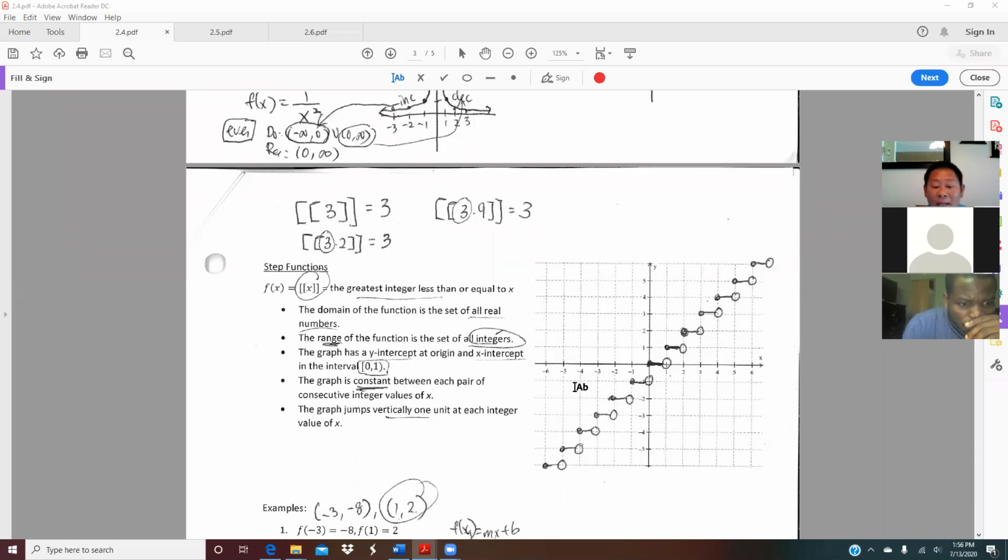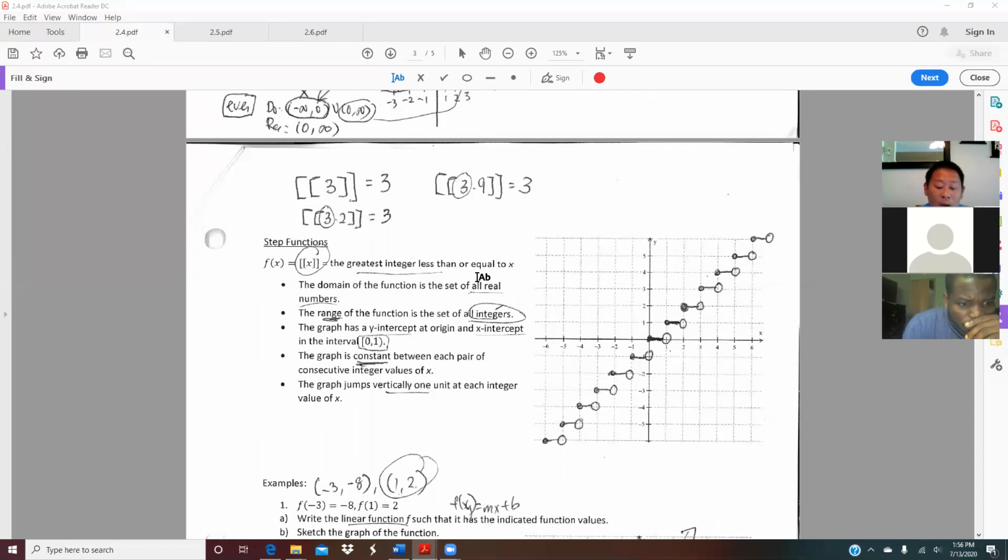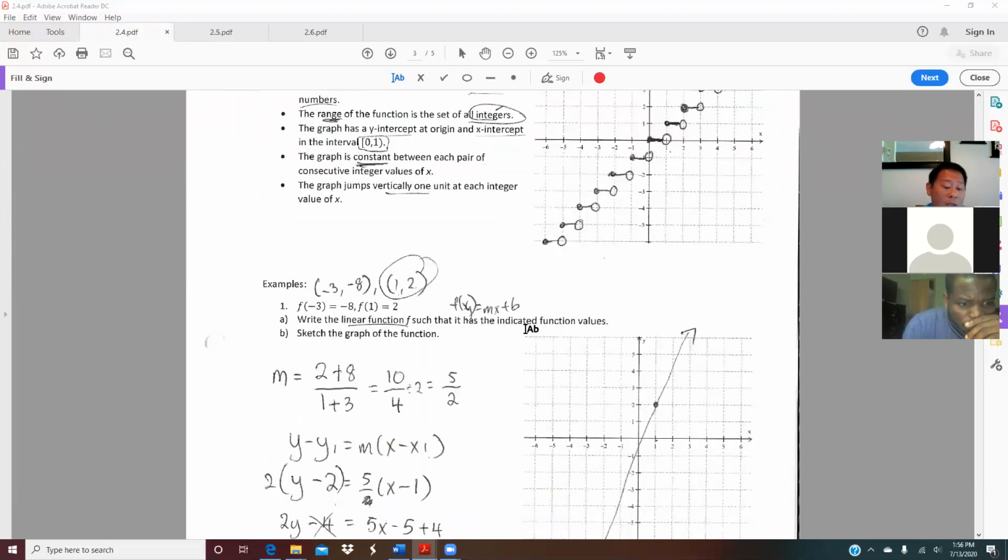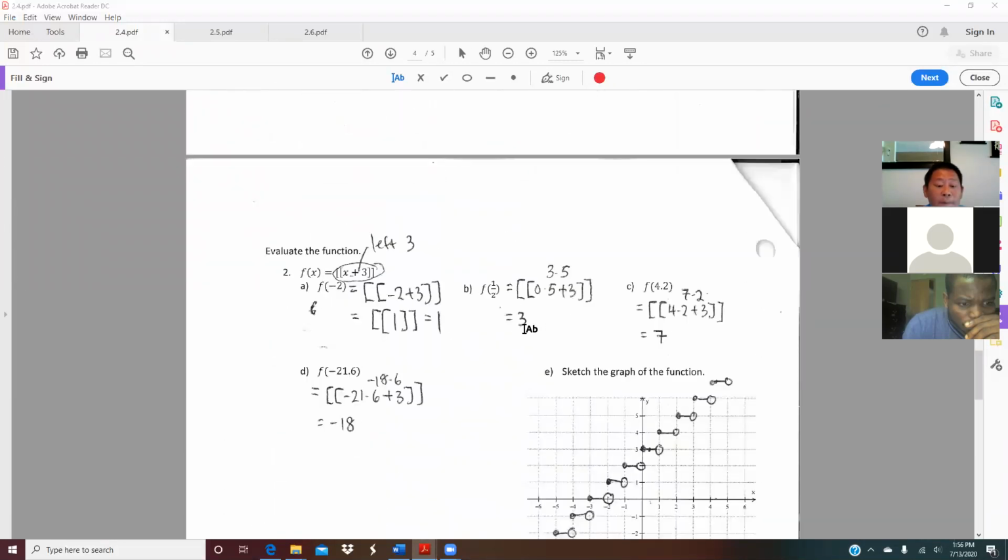It has a y-intercept at the origin (0, 0), and x-intercepts from 0 to 1. Okay, and it's constant each time, so that means it lies flat. It's like a staircase. Once it's over, you jump to the next step vertically. We call it a step function. Okay, so we'll talk more about this step function so you are aware of it. So let's talk about the step function here.